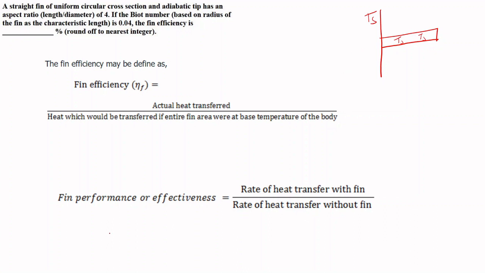And then the other performance factor is the fin effectiveness. It is defined as the rate of heat transfer with fin and rate of heat transfer without fin. So in the absence of fin, what would have been my rate of heat transfer? That can be captured using this fin effectiveness. But in our question, we have been asked to find the fin efficiency, so we have to use this concept, fin efficiency.